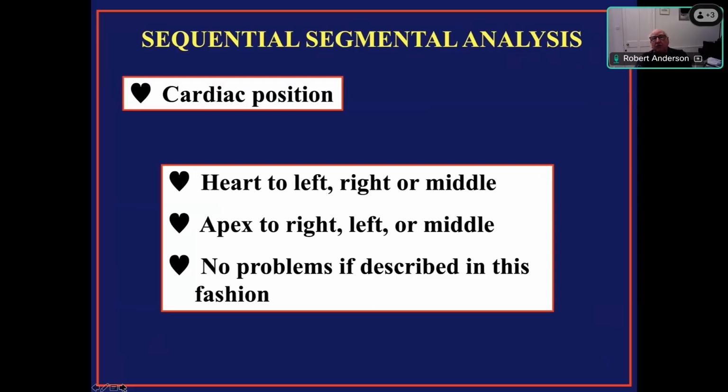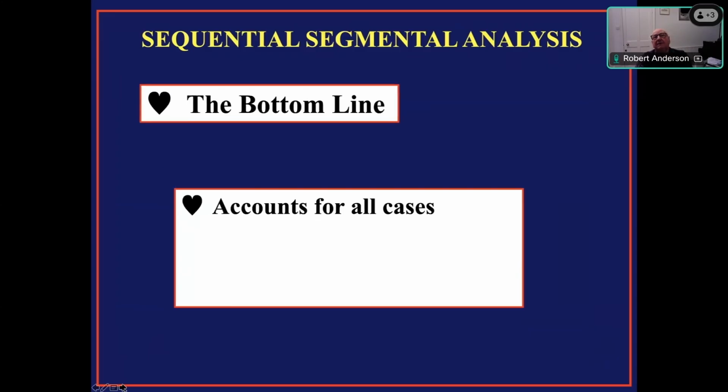And if we describe cardiac position in this fashion, we have no problems at all. And I suggest to you that is much better than getting caught up with problems as to what is isolated levocardia or similar terms. So the bottom line, sequential segmental analysis, I still believe, accounts for all cases. It is not that much different from the segmental approach, but it does concentrate on what is going on at the junctions, and it is suitable for everyone.